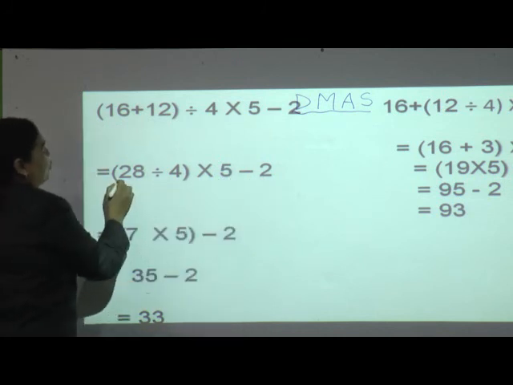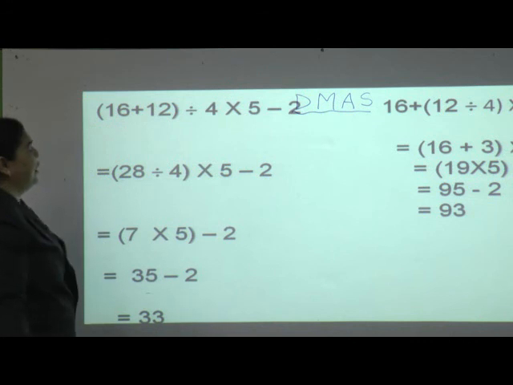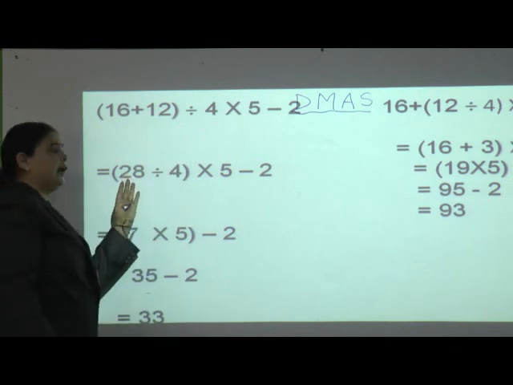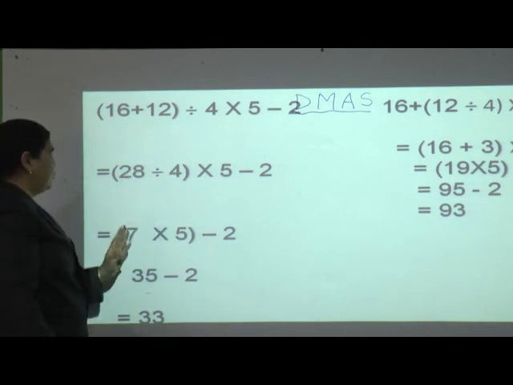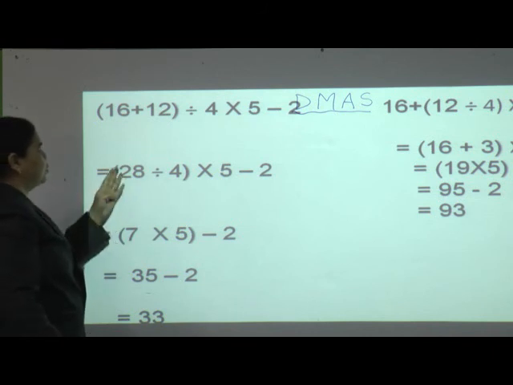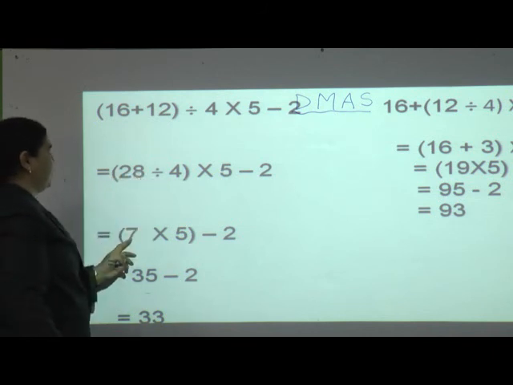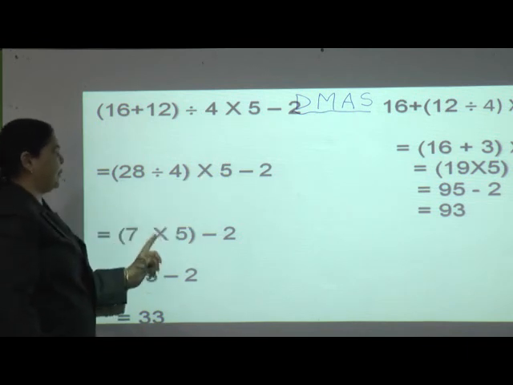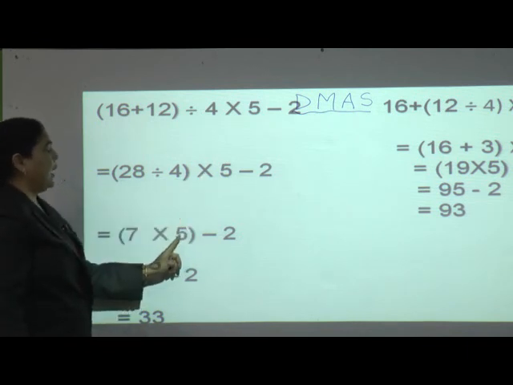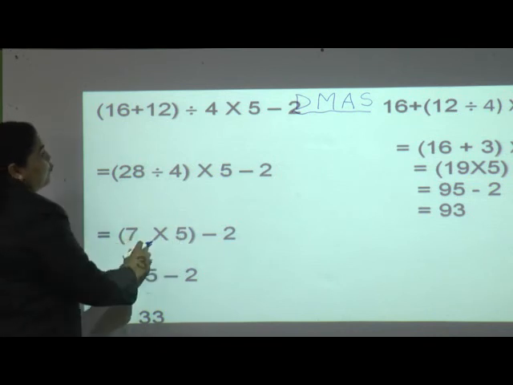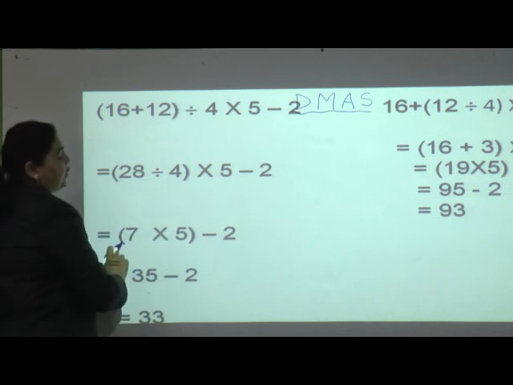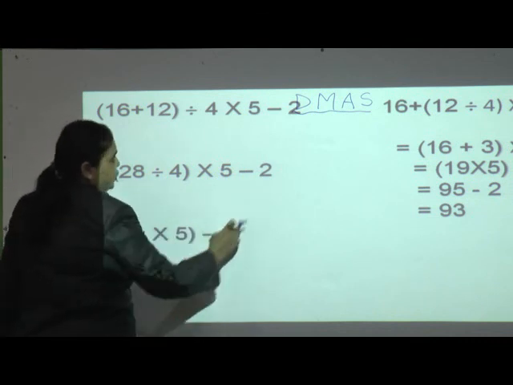Now what we have to do? You know everyone the table of 4, 28 divided by 4. Yes, what is it? We have to recite the table of 4 till we get 28, that is 7 4s are 28. So what will be the division of this? It will be 7. Then multiplication, I will write multiplication, then 5 as it is because I have to go for the next operation, which is multiplication. So I had put the bracket, minus 2.